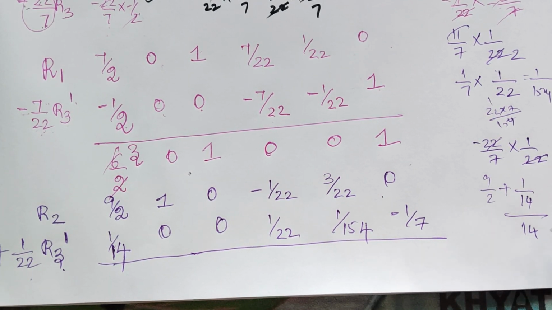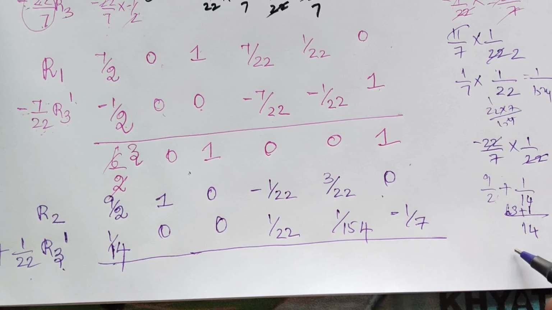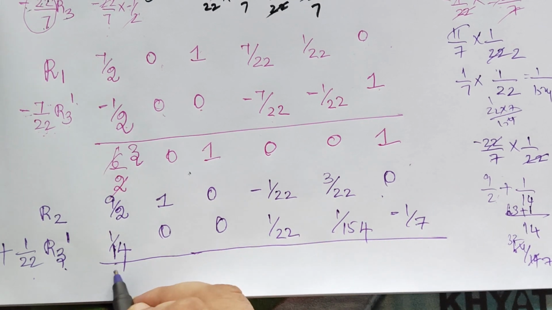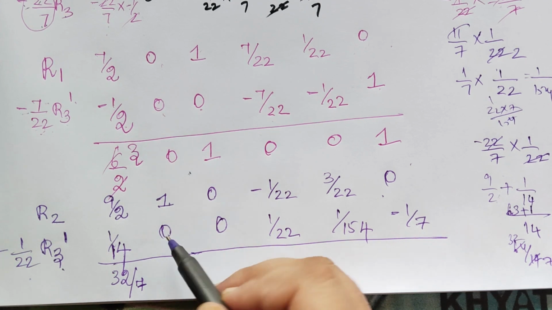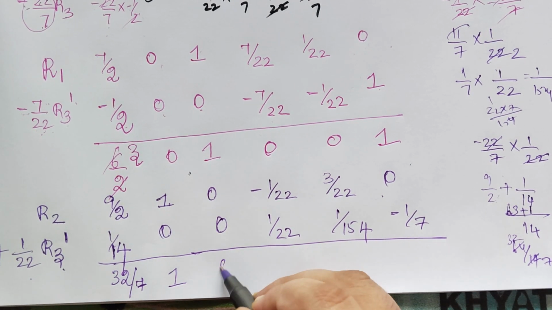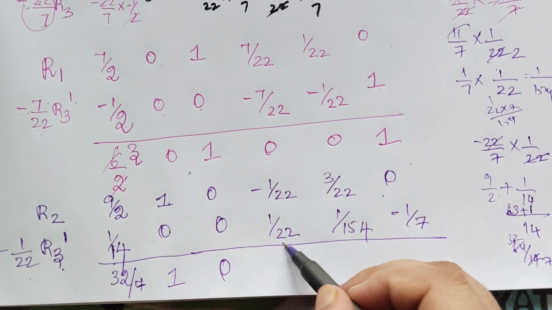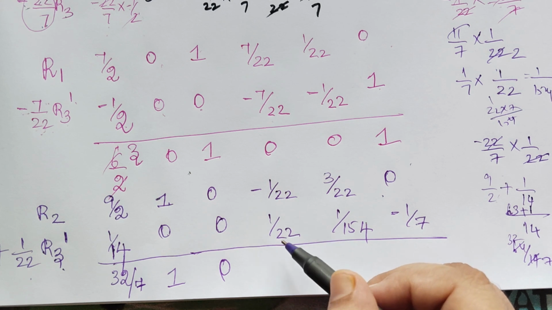Then here when we multiply by 7, 9 times 7 is 63 plus 1, which will be 64 by 14. So 64 by 14, we can cancel it, 32 times and 2 times 7. So 32 divided by 7 we get here. And then 1 plus 0, so 1. 0 plus 0, 0. Minus 1 by 2 plus 1 by 22 plus 1 by 22 is 0.